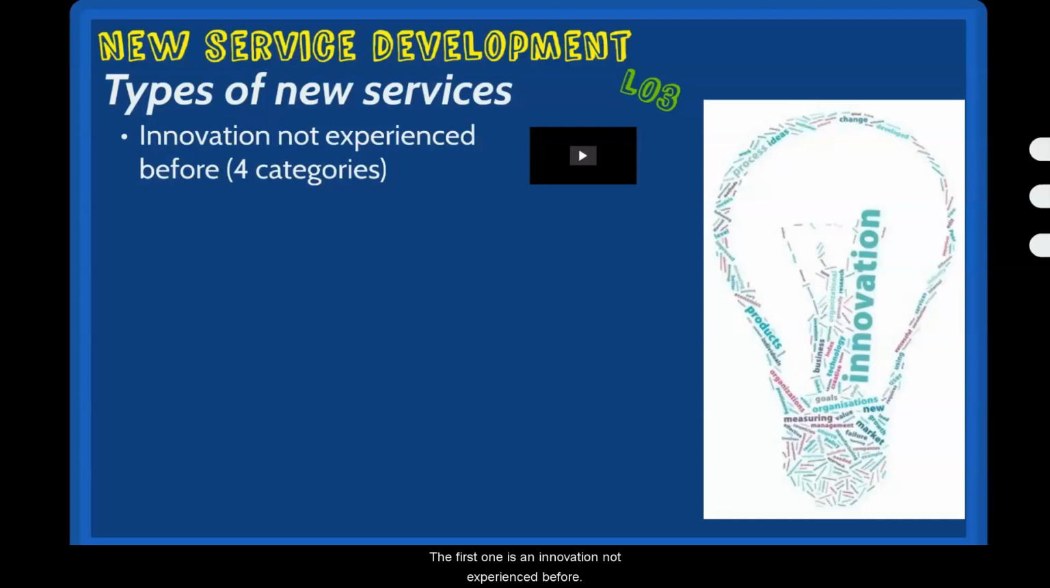The first one is an innovation not experienced before. This is easy. It's something that's brand new and is not being experienced by consumers at all.